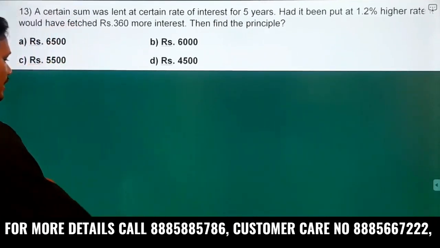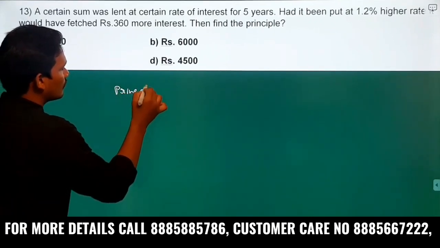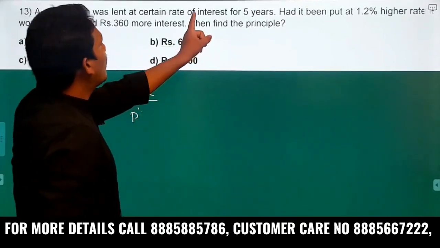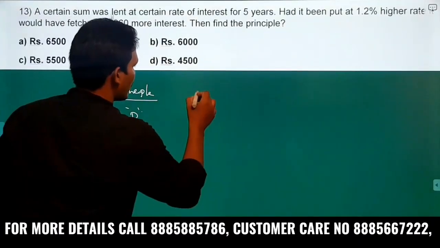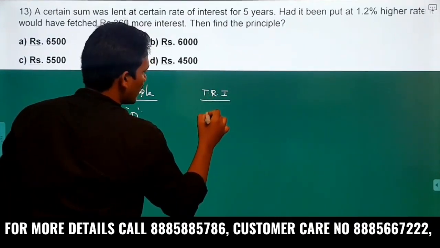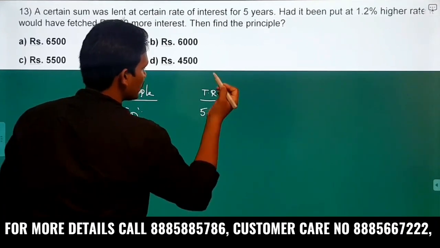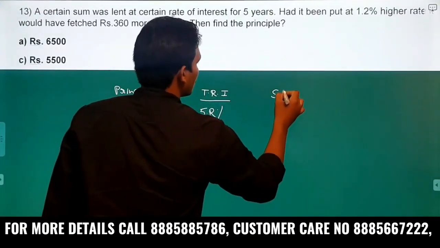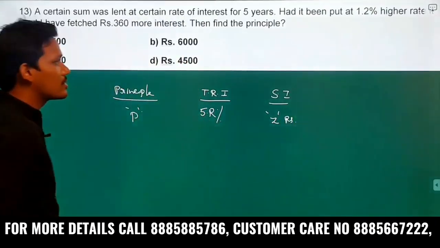Now what's the question they are asking here? Find the principal. Okay, see here, let us consider principal equal to P. He has given time as 5 years, and let us consider rate of interest equal to R percent. Now we'll find the total rate of interest. So rate of interest equal to R, and for 5 years it will become 5R percent, right? Then let us consider the simple interest we are going to get to be Z rupees. This is the first point he has given.